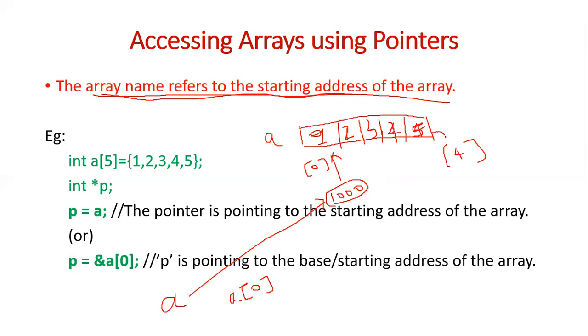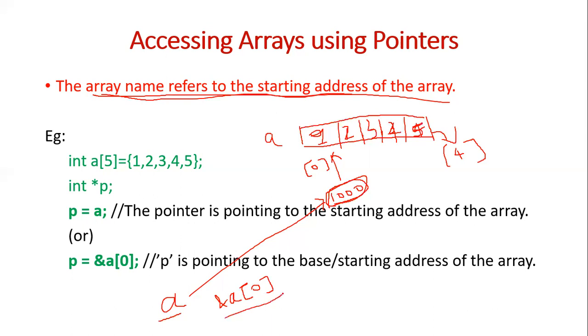So the last index is a of 4. a of 0 refers to this particular value 1, but using a of 0 you can also get this address, just add an ampersand here. When you say ampersand, what does it mean? Address of a of 0. When you say just a of 0, it refers to the value 1. But when you say ampersand a of 0, it refers to the address of a of 0. Address of a of 0 is what? 1000.